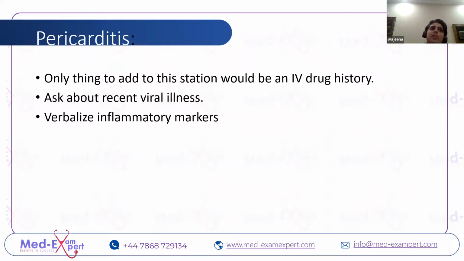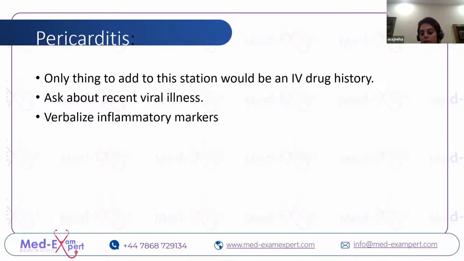You talk about electrolytes, you talk about random blood sugar, you talk about cholesterol, they are not that worthwhile in this station, right? But if you miss inflammatory markers, ESR, CRP, the tracing of the heart, your full blood count, your kidney function test, your liver function test, you will not pass this station. Does that make sense, right?